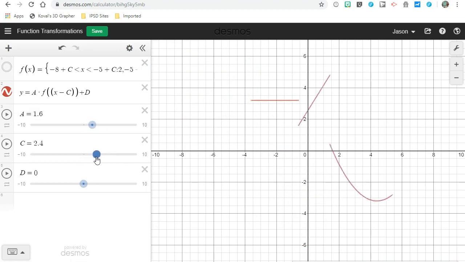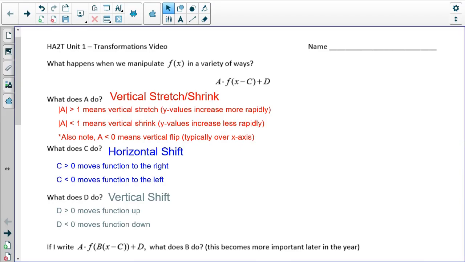If I change c, they move left and right. It's a horizontal shift. And if I change d, it's a vertical shift. What does a do? A does a vertical stretch or shrink.